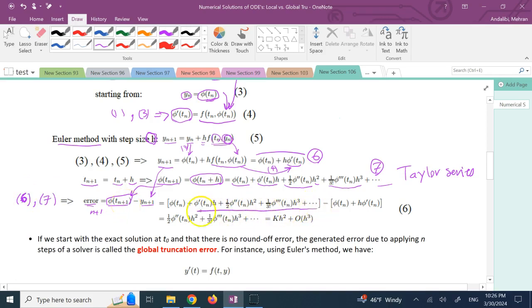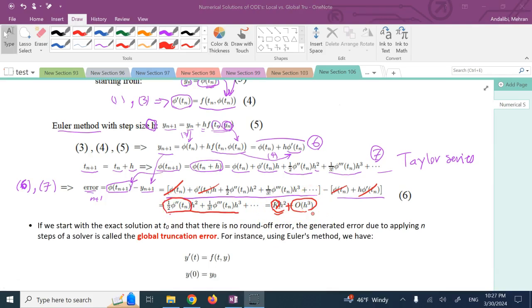Here is that Taylor series for phi of t n plus 1, and this is the right-hand side of equation 6. What happens here is this phi n and this phi prime n times h will be simplified from both sides, so all you will be left with are the square term, cubic term, and the higher order terms. And if you want, you can write it as some k times h squared plus a term of order h cubed and higher.